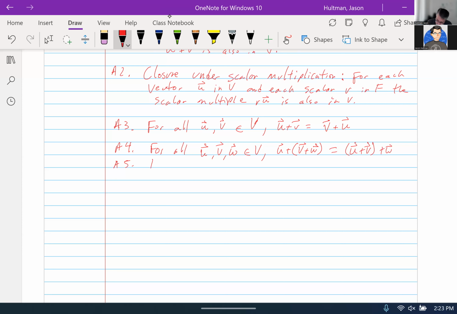A5: in V, there is a zero vector, denoted as the zero vector, satisfying u plus the zero vector is equal to u. So an additive identity, for all u in V.